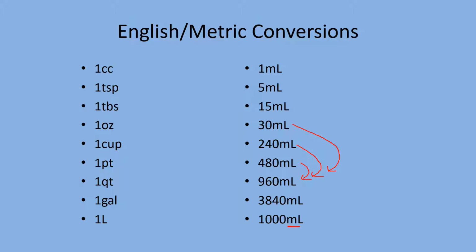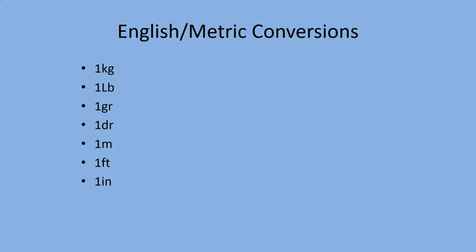All right, you guys know those by heart? Working on it. How about kilos? 1 kilo is how many pounds? 2.2. All right, a pound is how many kilos? I didn't give you that one. A pound's how many ounces? 16. Yeah. You confused me. I was giving you a curveball there.